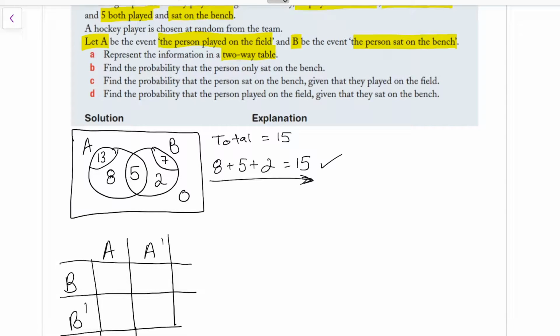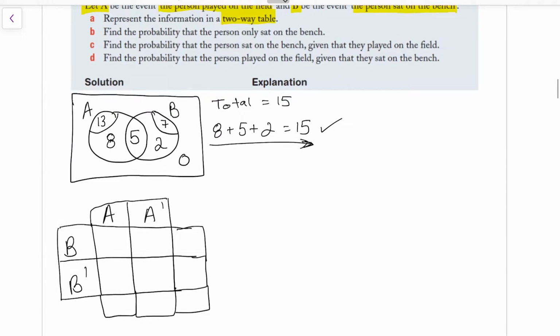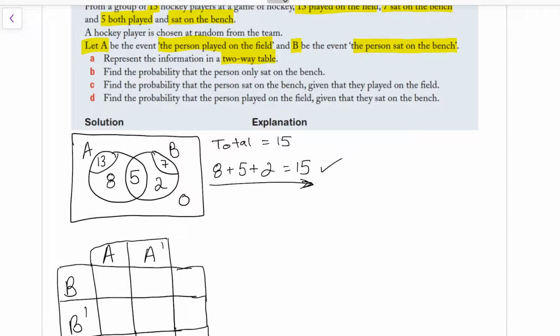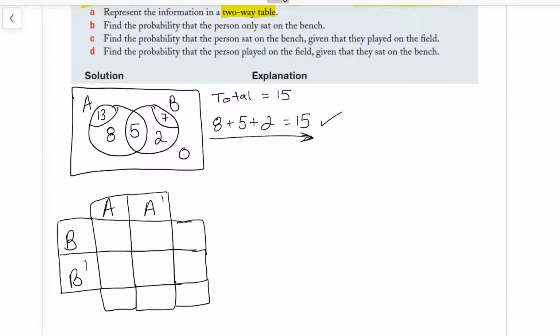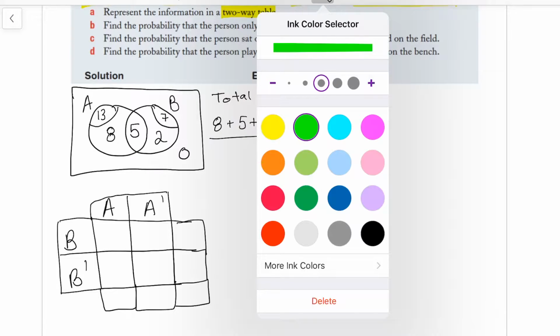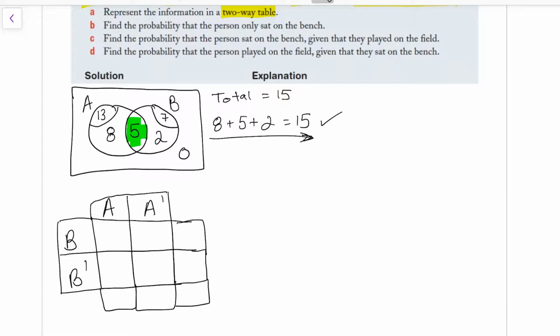Because at least there's going to be that box there. Just tidying this up. There we go. So now I've got my good little sketch of a two-way table. Now when I look back to my Venn diagram, it just helps me to put it into the table a little bit easier. So when I've got my intersection, which is my 5 here, that goes there. All right, so my intersection is there. Great. Then I go, well, how many only played in B?